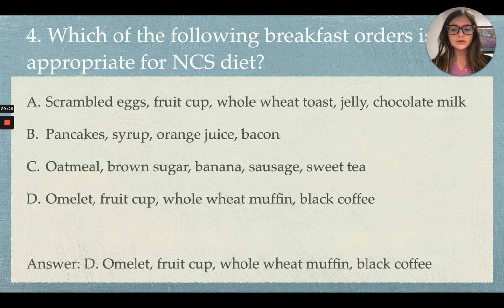The correct answer is D. An omelet, fruit cup, whole wheat muffin, and black coffee would be an appropriate breakfast order for the no concentrated sweets diet. In letter A, chocolate milk would not be allowed. In B, regular syrup would not be allowed. And then in C, brown sugar or sweet tea would not be allowed.